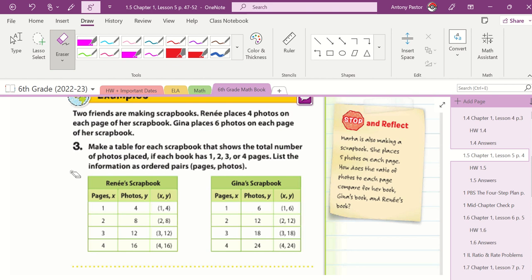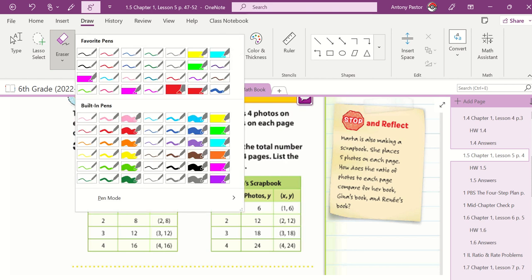Make a table for each scrapbook that shows the total number of photos placed. If each book has 1, 2, 3, or 4 pages, list the information as ordered pairs, pages, and then photos. So let's break this down a little bit. Renee, for each page, she's going to put 4 photos on each page.